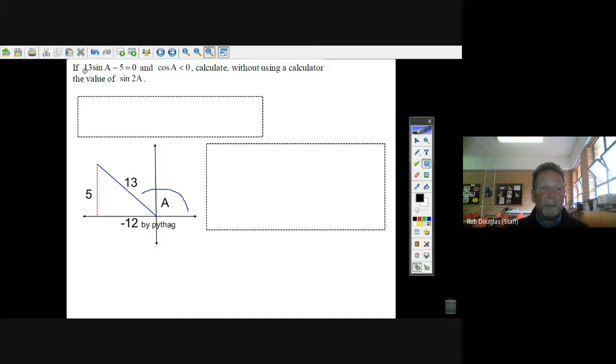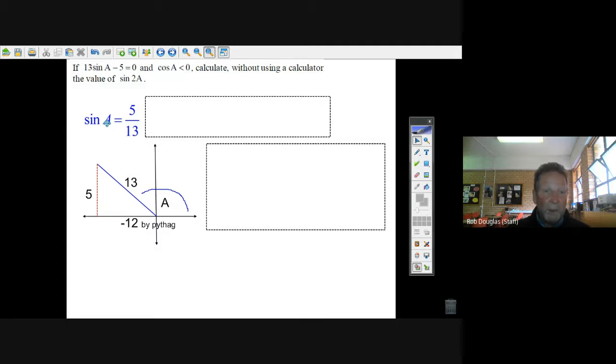We start with this. It says 13 sine A minus 5 equals 0, and cosine A is less than 0. Calculate without using a calculator the value of sine 2A. Well, the first thing you've got to do is rearrange this 13 sine A minus 5. In other words, add 5 and divide by 13. Now you know that the sine of the angle is 5 over 13.